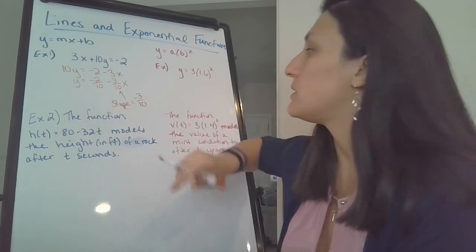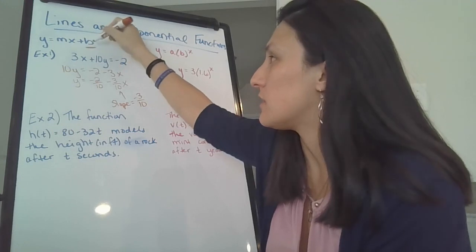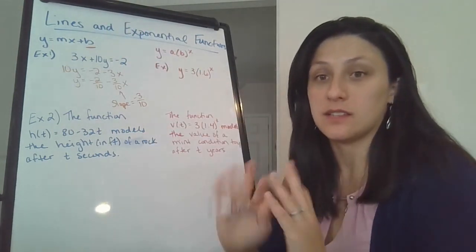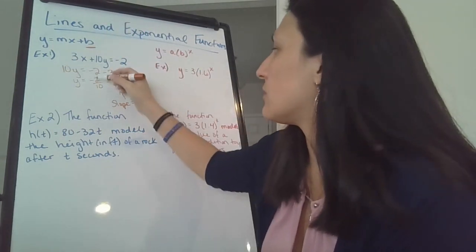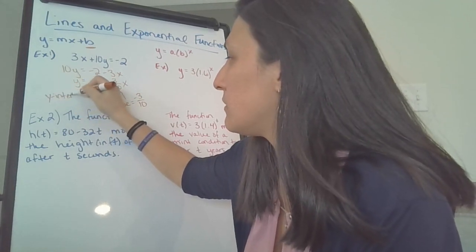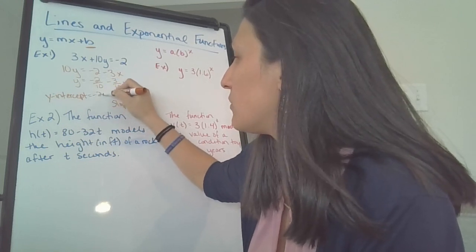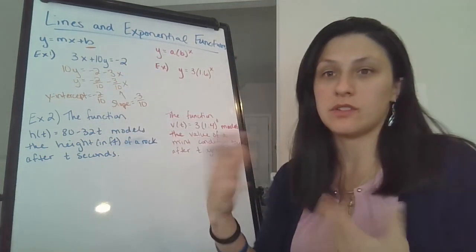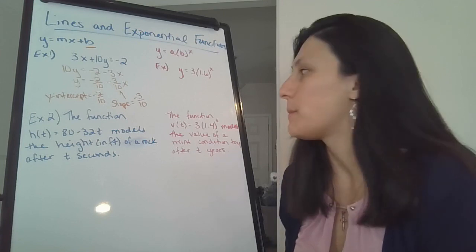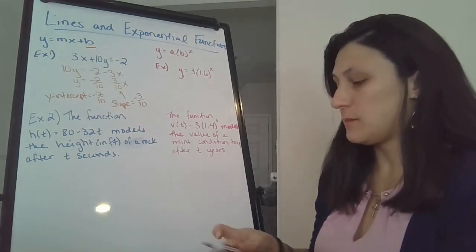The y-intercept of a linear function is the constant that's just here adding or subtracting. It's the thing that doesn't have an x. So the y-intercept for this specific example is negative 2/10. Or if you wanted, you could reduce that to negative 1/5. It's the same. Okay, so that was for the linear function.